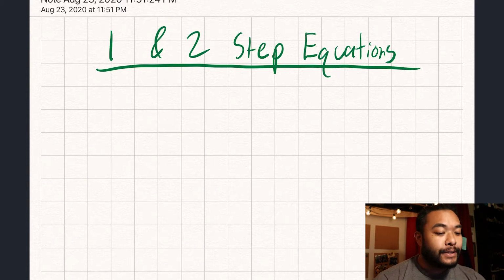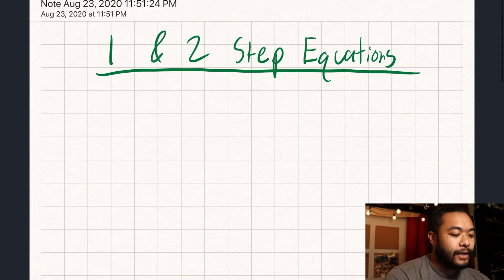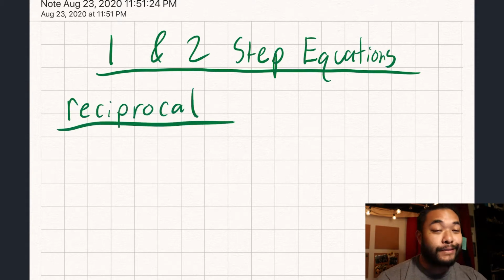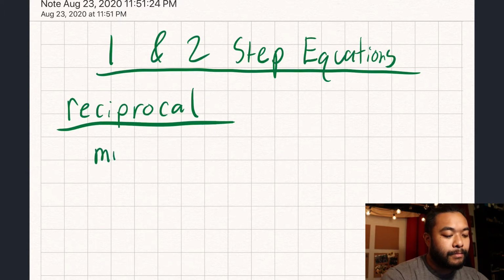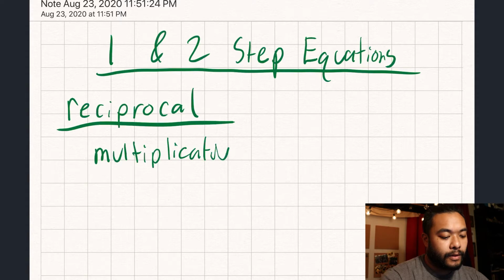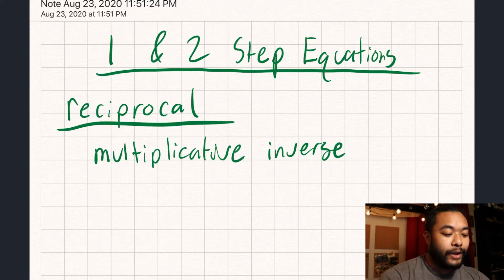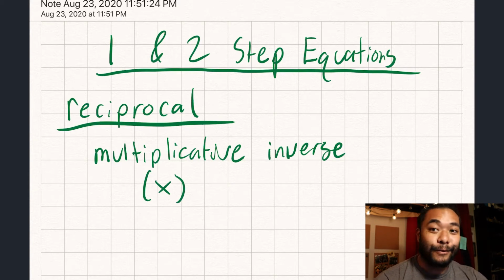We're going to be talking about one and two-step equations. If you remember, the first thing that we went over is the reciprocal. And that's just a fancy way of saying the multiplicative inverse. So multiplicative, long word, but all it means is we are going to be multiplying. So something is going to get multiplied. In fact, that something is the inverse.